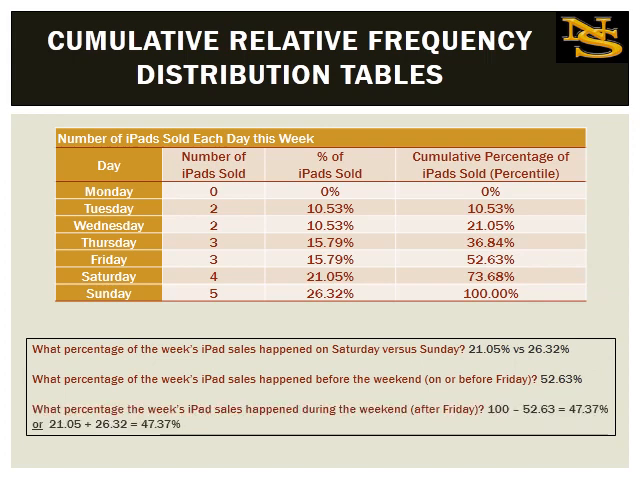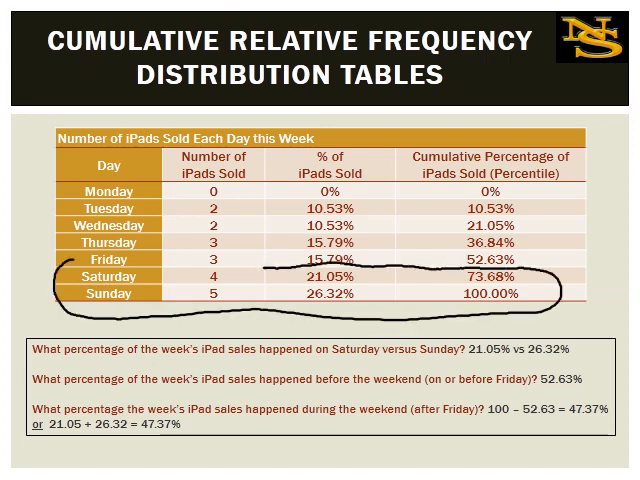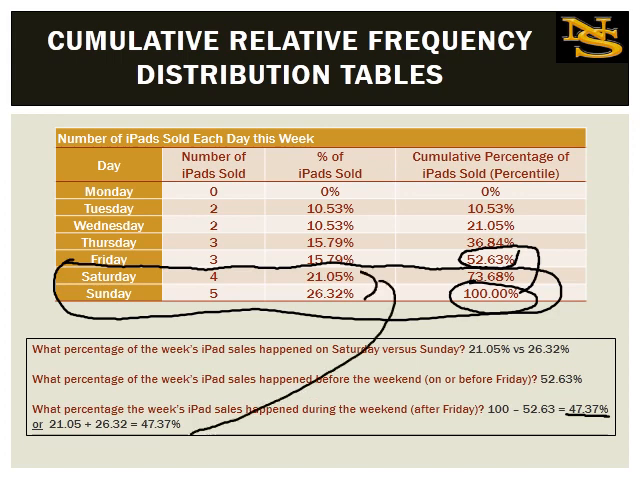Now let's see, what percentage of the week's iPad sales happened during the weekend or after Friday? So now we're really looking here. So this is not a cumulative percent because cumulative percents are relative to at or before. This is after. But we can use those cumulative percentages to get the values that we want because we know that we end with 100%. And 100% minus all the sales that happened before are going to leave you with the sales that happened after. You could also opt for just adding these two percentages together and you end up with the same value of 47.37%.